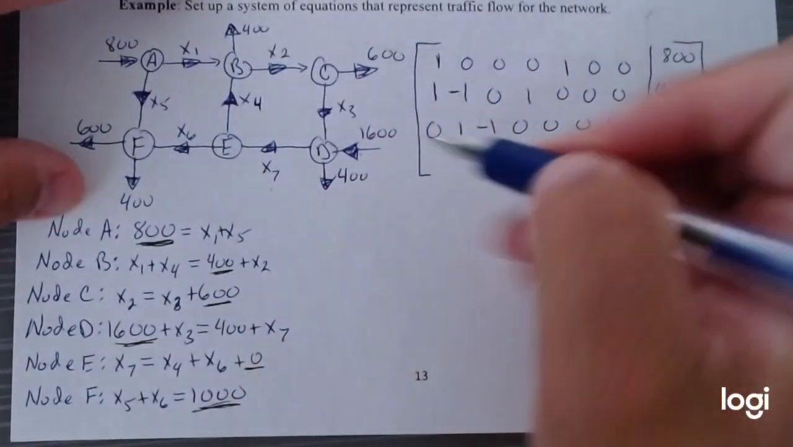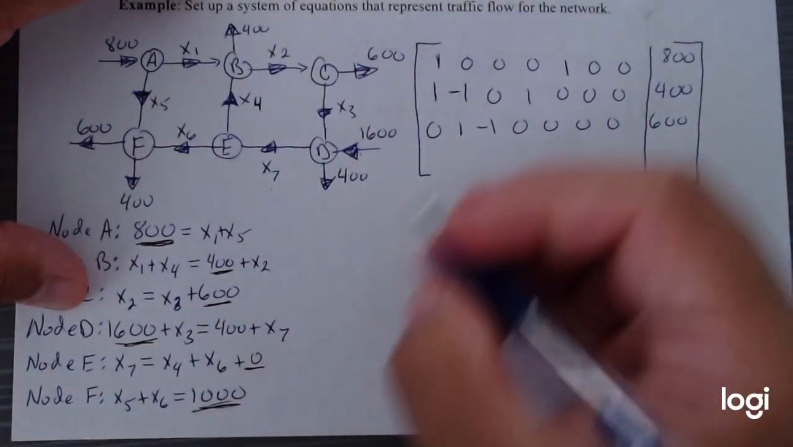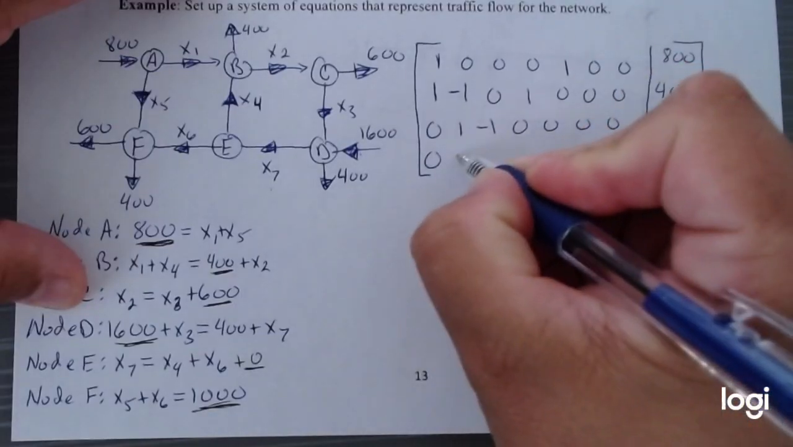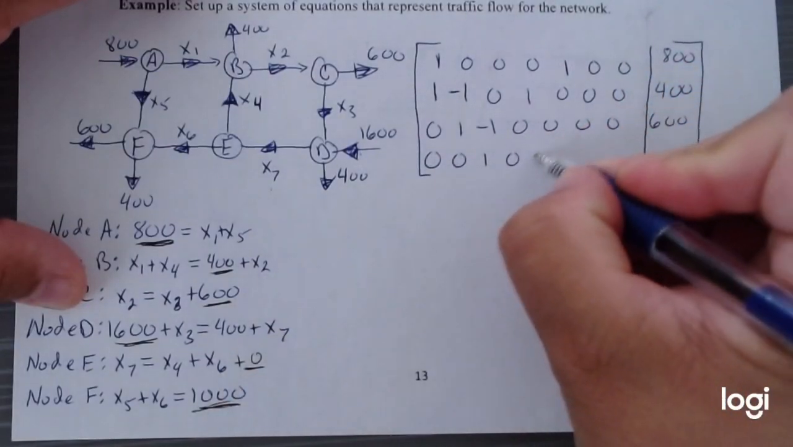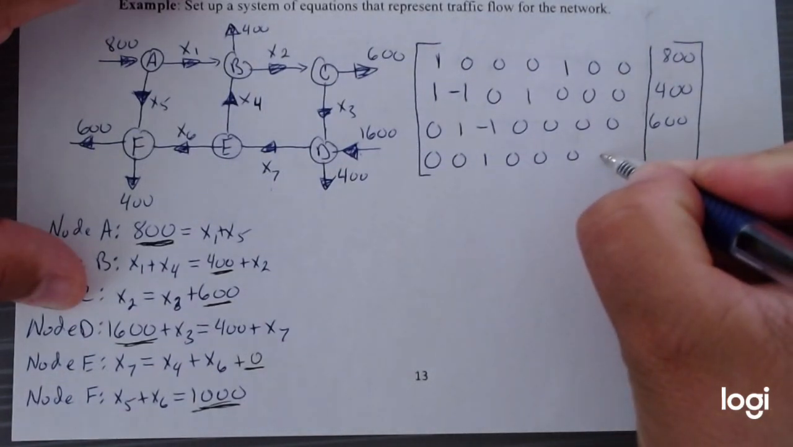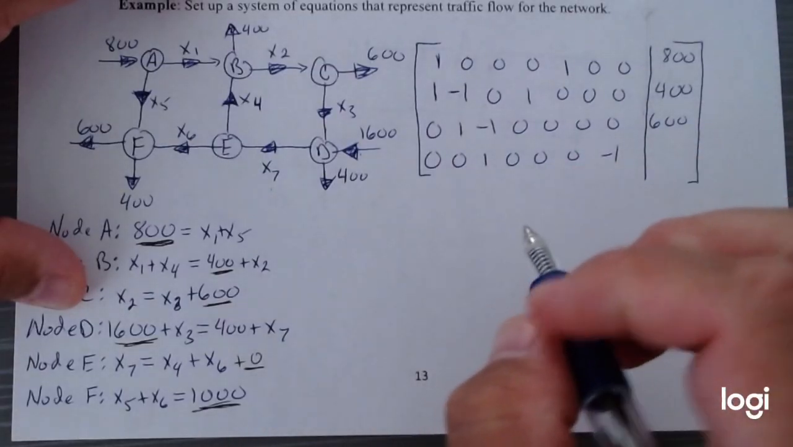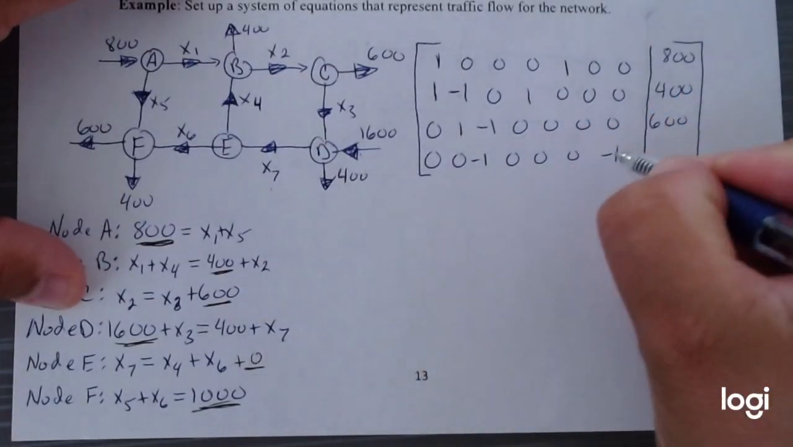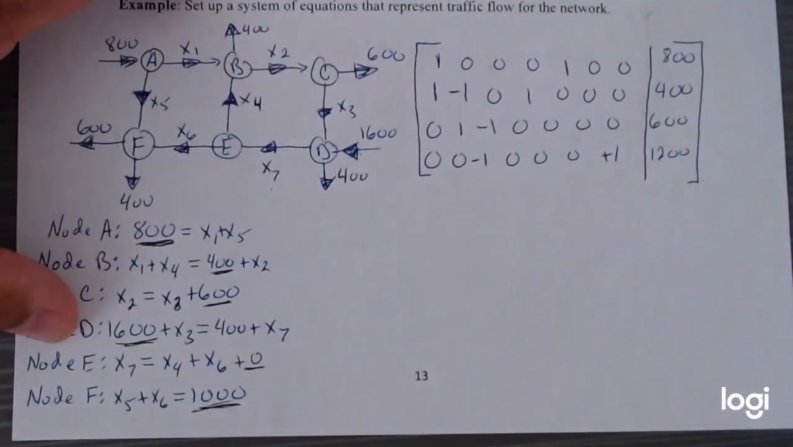A, B, C, D, down. All right, so D has 0, 0, 1, 0, 0, 0, negative 1. And if I bring this over, actually, you know what? Let me change it up a little bit. Let me make it positive. Oh, it's a positive 1200 here, not negative. Okay. All right, 2 more.